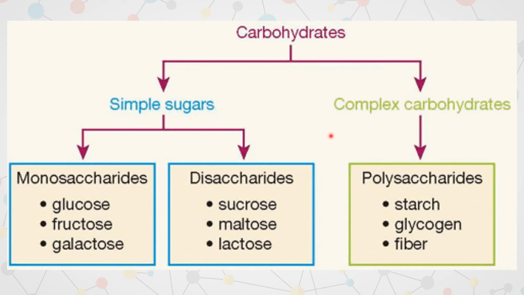Let's move to complex carbohydrates, or what we call polysaccharides. They are composed of a larger number of disaccharides. Polysaccharides examples are starch, mostly the one contained in the foods that we eat, glycogen, and fiber.